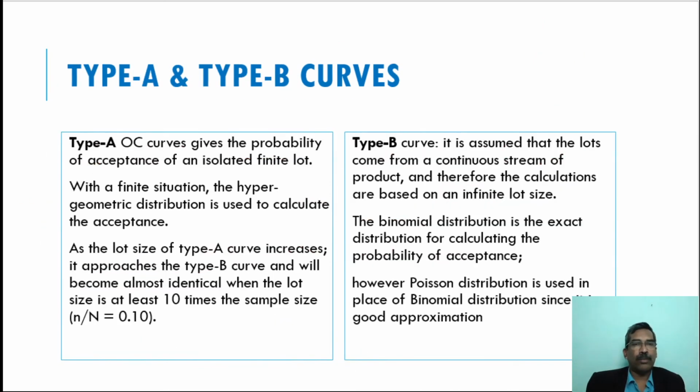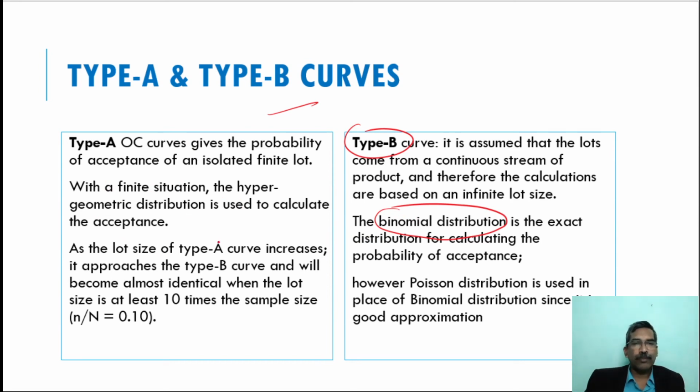Now there are two types of the OC curve. One is known as type A curve, and the other is known as type B curve. Type A curve is used for an isolated finite lot size, that means fixed lot size. But if there is continuous production, or infinite lot size, then we can use the type B curve. Type B is based on the binomial distribution, but type A curve is based on the hypergeometric distribution.